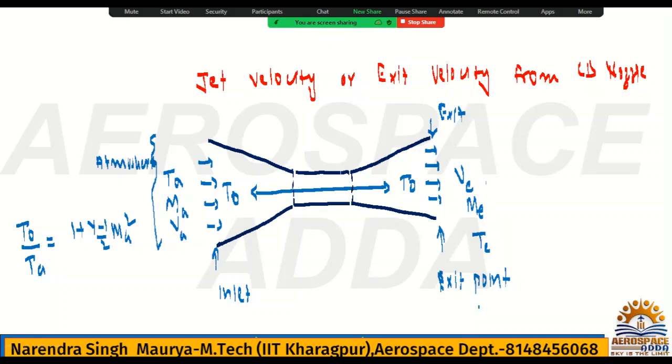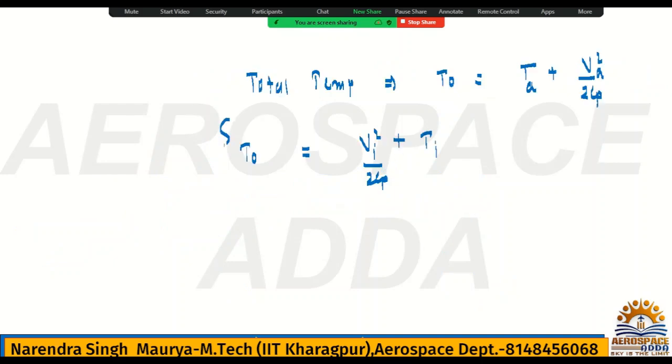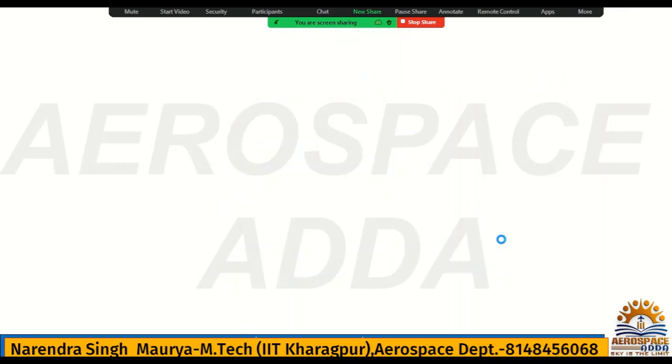Now you want exit velocity, so how will you do it? This formula is for the inlet. Now for exit, what will be the formula? The same formula you can write: T naught, because T naught is constant throughout inlet and exit. T naught is equal to, instead of Ti, I can write T exit, plus instead of V inlet I can write V exit square divided by 2 Cp. Yes or no? Now if you want to calculate V exit, it is the square root of 2 Cp times T naught minus Te.